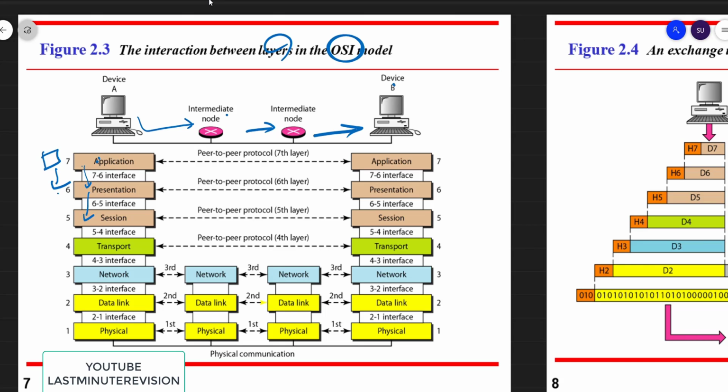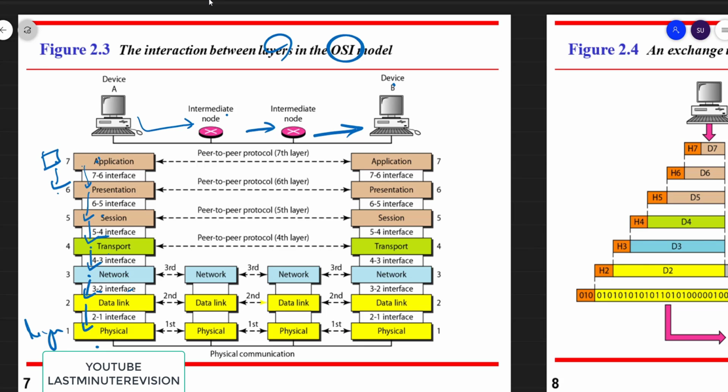From the session layer, again it will pass on to the transport layer with the help of the 5th layer and 4th layer interface. From the transport layer, it is transferred to the network layer between the 4 and 3 interface. From the network layer, it will pass on to the data link layer with the 3 and 2 layer interface. From the data link layer, it will pass on to the physical layer with the 2-1 layer interface. So the data from the 7th layer will come down all the way to layer 1 of the OSI model.